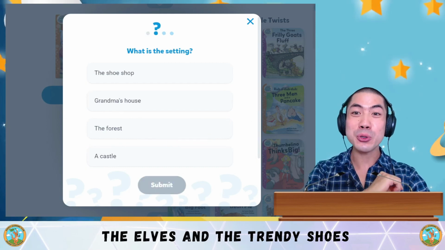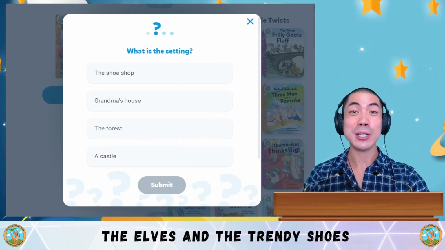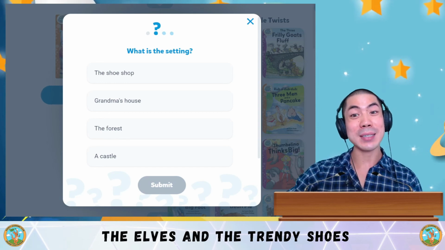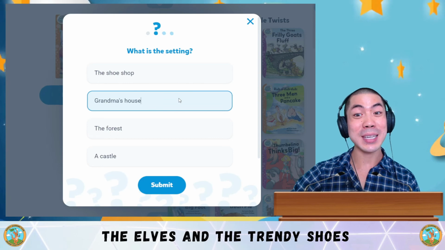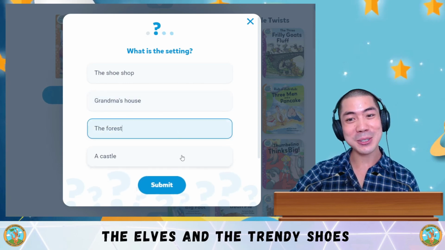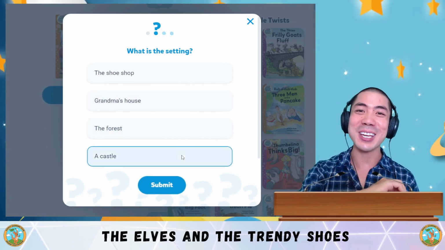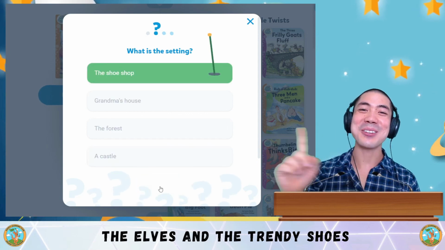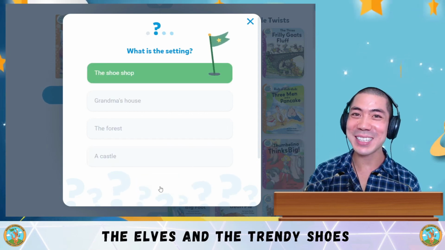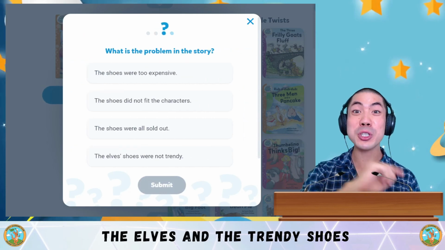Very good. Question 2. What is the setting? So where did the story take place? Was it A, at the shoe shop, or B, at grandma's house, C, the forest, or D, the castle? What do you think? I'll give you a moment. The answer is A, the shoe shop. Did you get that one right? If so, you're amazing.